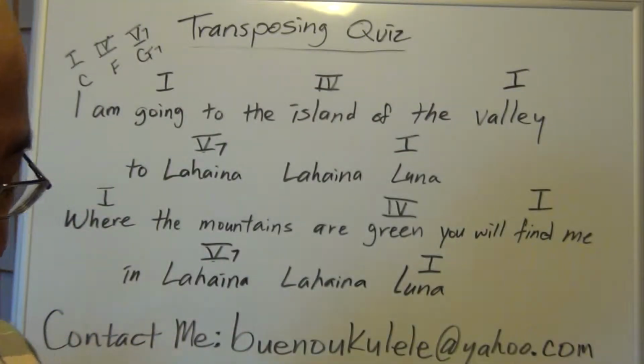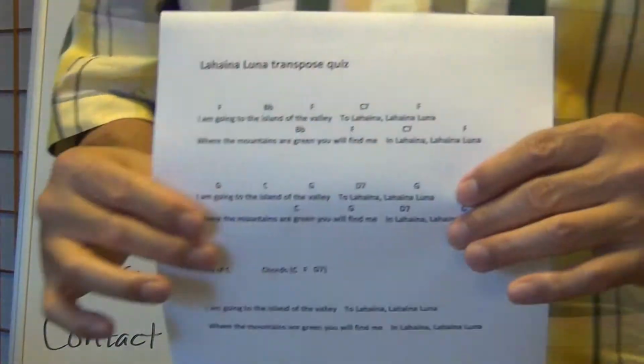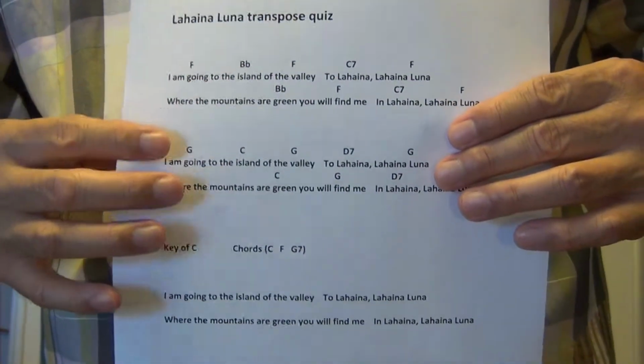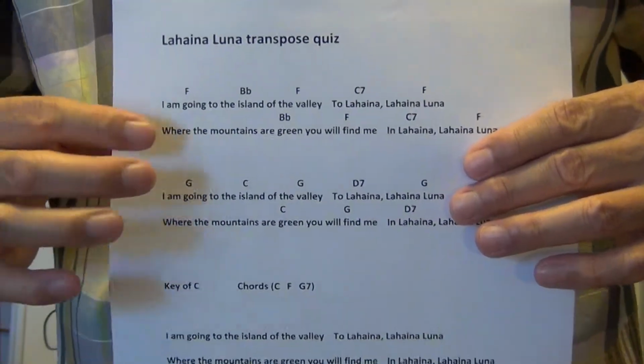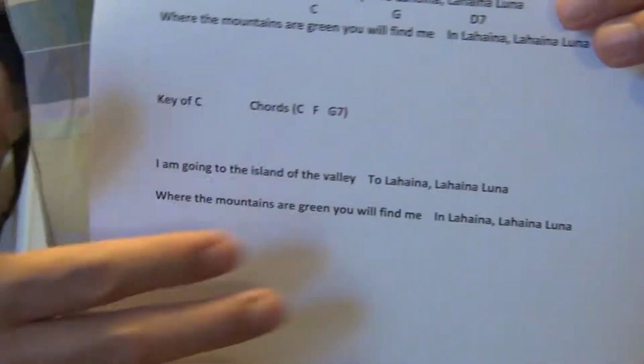Okay, so you'll notice on this transpose quiz here, you have three stanzas. They are in different keys. First one's played in F, key of F. Second one's in the key of G. And last one is going to be the key of C, but there's no chords above it.